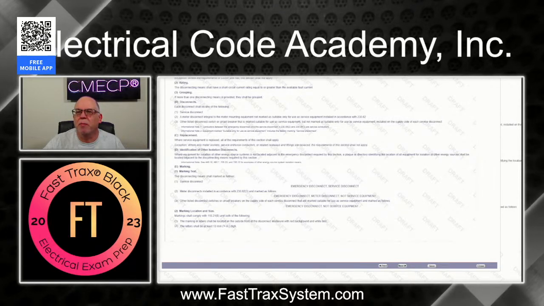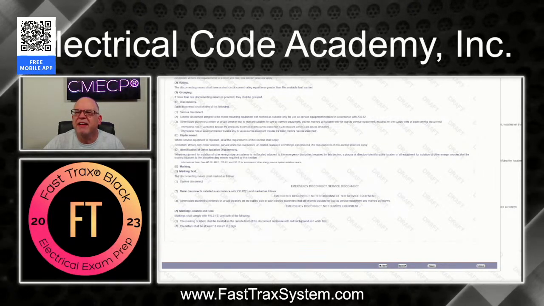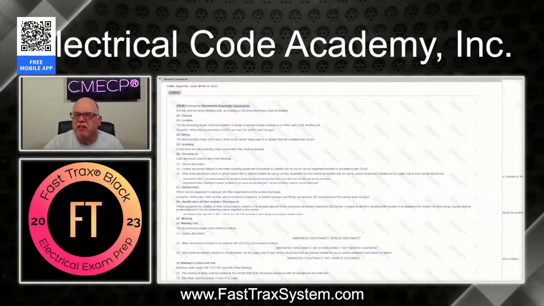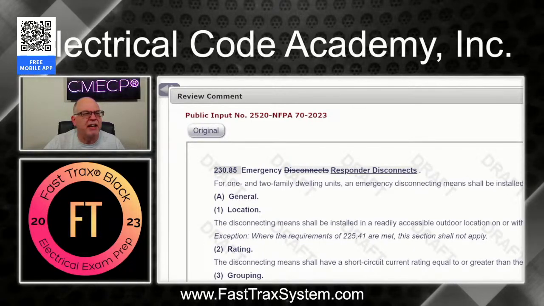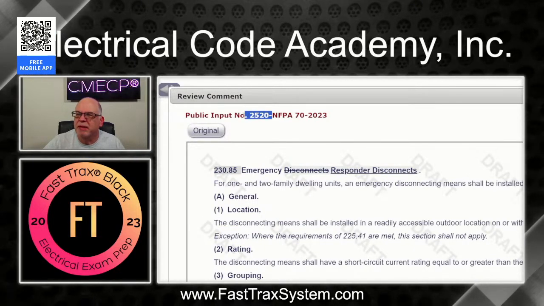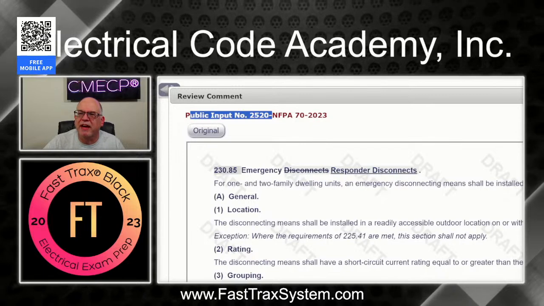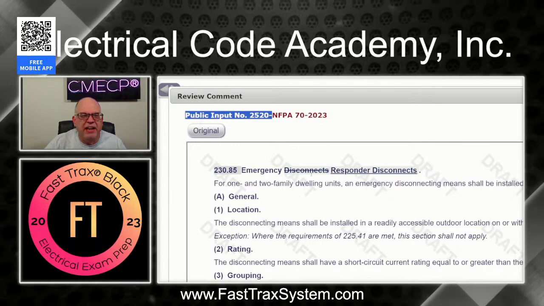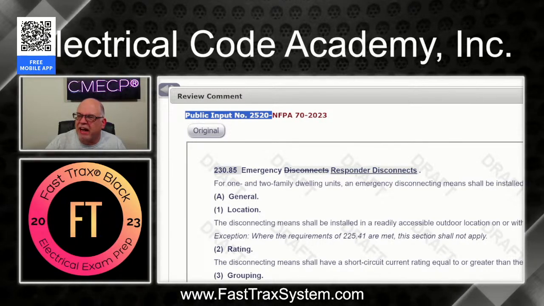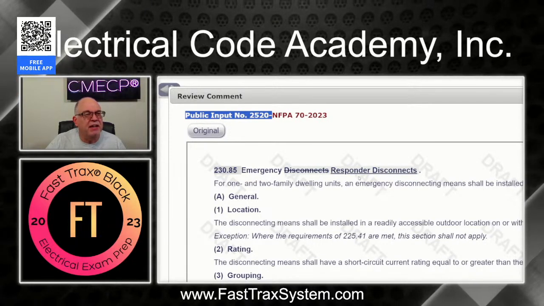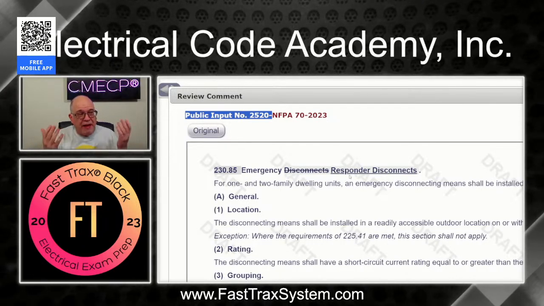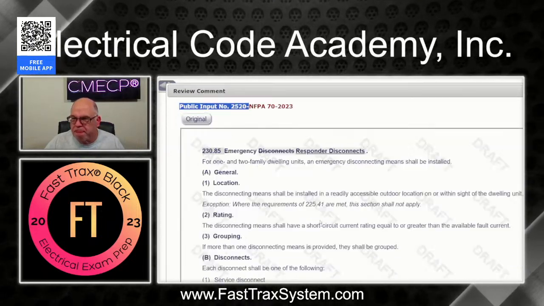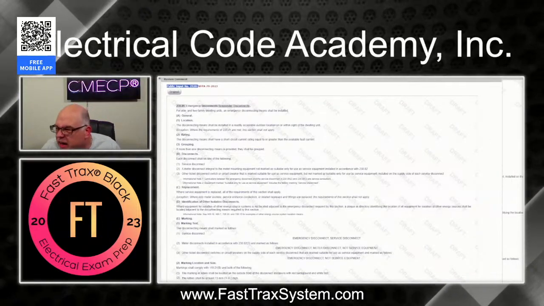Now, go back up here, you'll see what it did, and it also created a public input, and I'll zoom in so you can see this. It created a public input, so this one would be public input 25.20. So that's what goes on the record for that code panel, right? And here you see where it automatically marks out the disconnects and adds my emergency responder disconnects. That's a code change. And then you simply do what? You come down here and you go to the next.